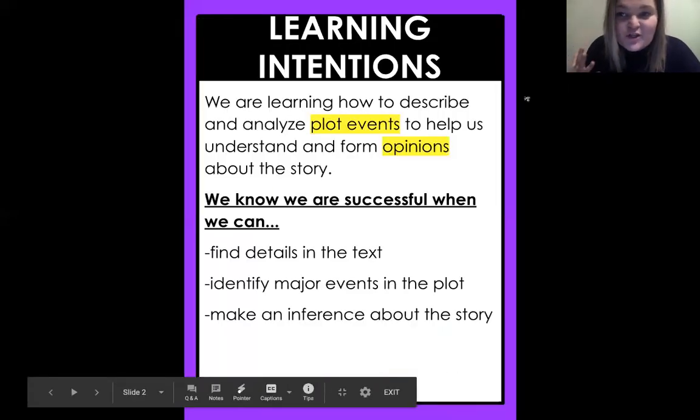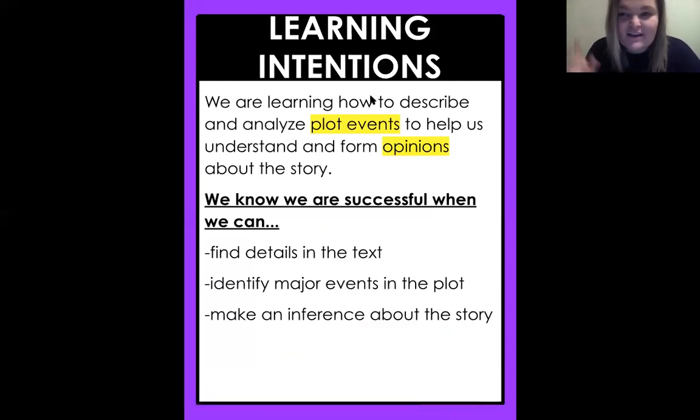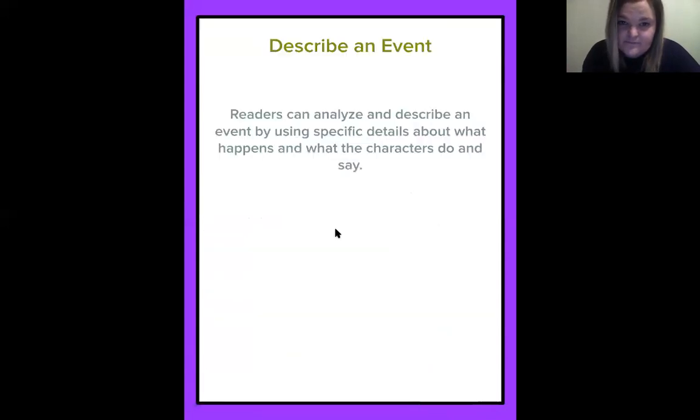So, we are learning today to describe and analyze plot events. So that's just events in the story to help us understand and form opinions about the story. We know we are successful when we can find the details in the text, identify major events in the plot, and make an inference about the story. So when we're describing an event, readers can analyze and describe an event by using specific details and what happens and what the characters do and say.